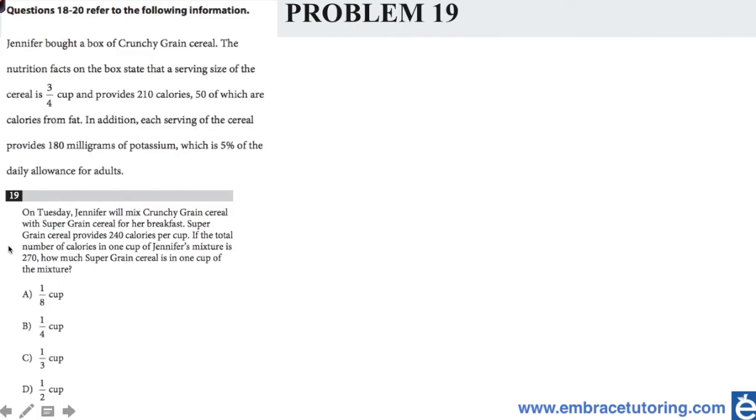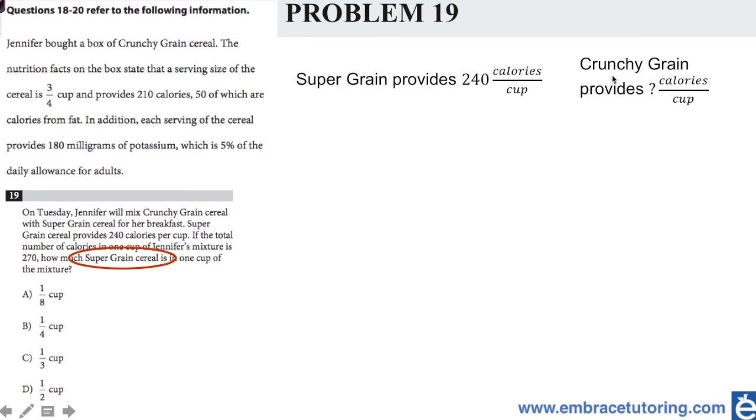Problem 19. On Tuesday, Jennifer will mix crunchy grain cereal with super grain cereal for her breakfast. Super grain cereal provides 240 calories per cup. If the total number of calories in 1 cup of Jennifer's mixture is 270, how much super grain cereal is in 1 cup of the mixture? One thing I quickly remember from doing the previous problem is that this is not in a 1-to-1 cup ratio. This is a 3/4 cup. So the super grain cereal provides 240 calories per cup, and for the crunchy grain cereal, we don't know how many calories are exactly in 1 cup.